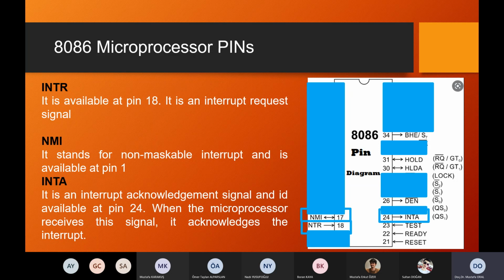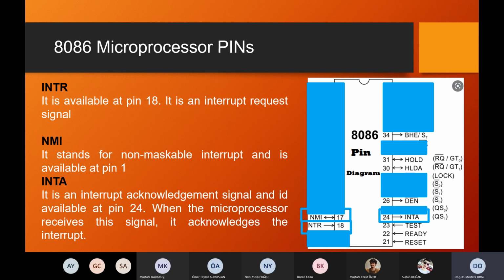The third signal I will be covering now is pin number 17, non-maskable interrupt. A non-maskable interrupt is another interrupt which, as the name indicates, cannot be prevented. What do I mean by saying it cannot be prevented?